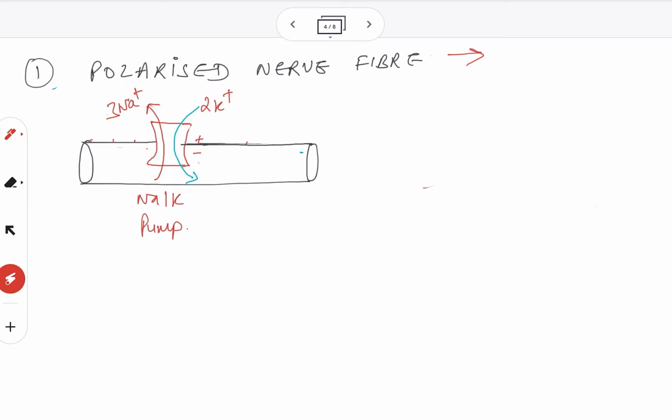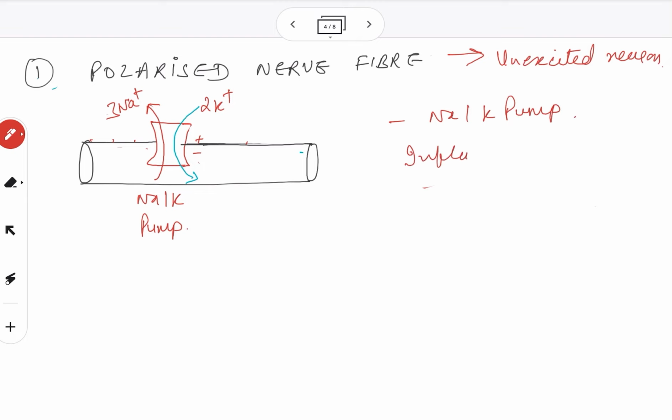Now let us study the first stage. This is seen in an unexcited neuron. There is no impulse. So this works with the sodium potassium pump. There is influx of 2 potassium ions and efflux of 3 sodium ions, right?